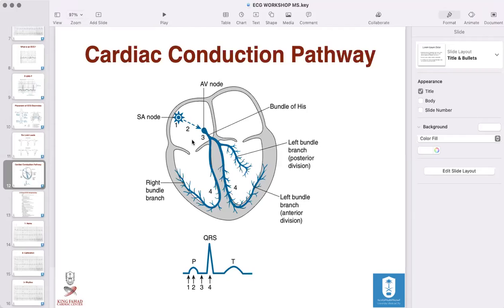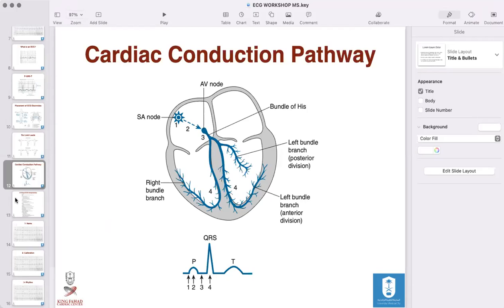Okay, and the SA node fires and depolarizes the atria, and that's where you see the P wave. Then you have a delay that happens in the AV node, which explains why, if you have AV blocks, they happen at that level. And then you have the depolarization of the ventricle within the QRS complex.